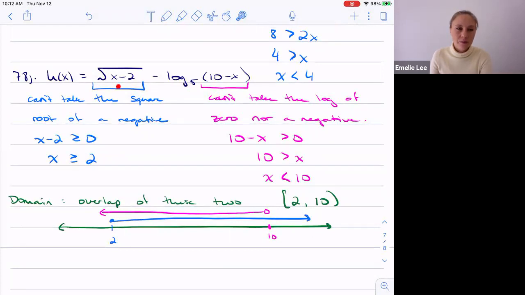A little bit trickier, right? But all we're doing is adding another condition to the roster. If we're taking the log, it has to be of a positive number, if you want to think of it that way.